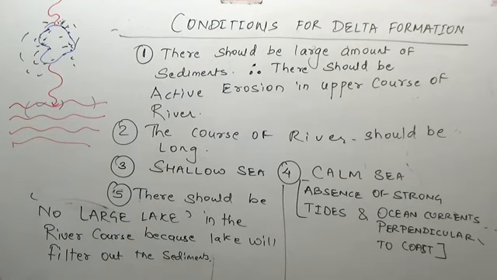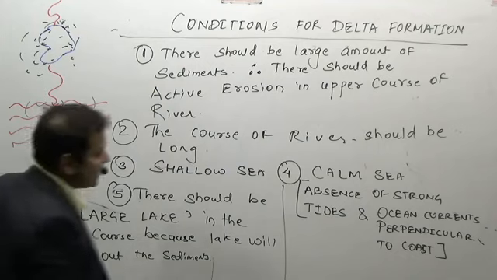So what are the five conditions? There should be large amount of sediment supply. For the sediment supply, there should be an active erosion in the upper course of a river. Obviously, the course of a river should be long. The sea should be shallow and calm. What do you mean by calm? Absence of strong tides and ocean currents which are perpendicular to the coast, and there should not be a large lake near the course, because it would filter out the sediments.